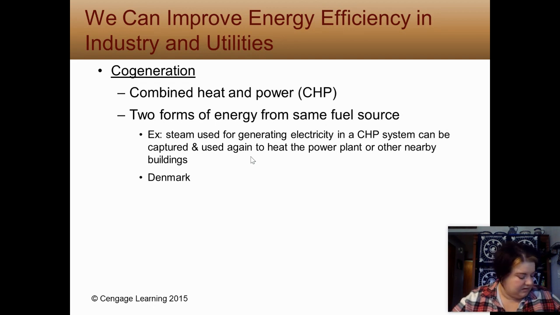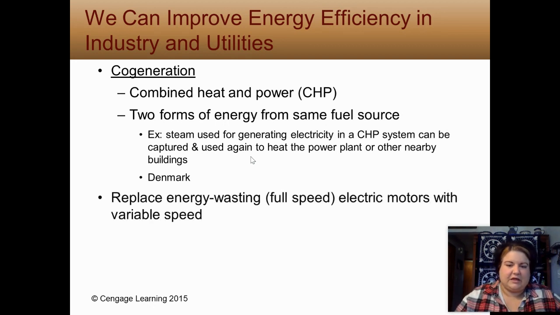Number 5 then asks, how can we improve energy efficiency in industry and in utilities? Okay, so one thing you can do is replace full speed motors with variable speed. A lot of times when you're looking at a factory, you've got these electric motors that are either on or off. Okay, on or off. And it's like having the gas floored, but then using the brake. Like, it's silly. If you can replace them with variable speed motors that have a variety or variation of ons and offs instead of just one or the other, we can save energy with that low speed versus that high speed.